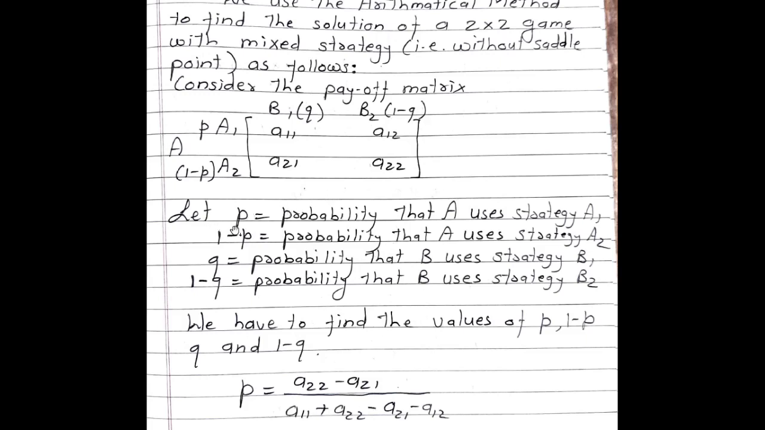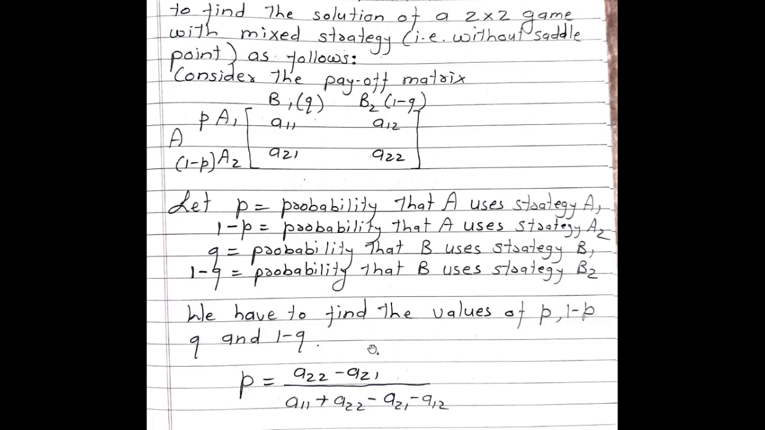Let P be the probability that A uses strategy A1. 1 minus P is the probability that A uses strategy A2. Q is the probability that B uses strategy B1. 1 minus Q is the probability that B uses strategy B2. We have to find the values of P, 1 minus P, Q and 1 minus Q.